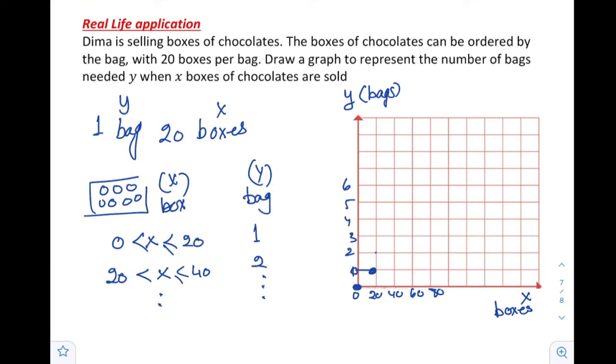Now, if we need more than 20, we will go here to buy another bag, and so on. So this will be a type of step function. Step function here, starting from 0, and it is increasing by 1, 1, 1. So your domain here is all real numbers, and your range will be integers, which is the number of bags. Thank you, and see you in the next lesson. Goodbye.